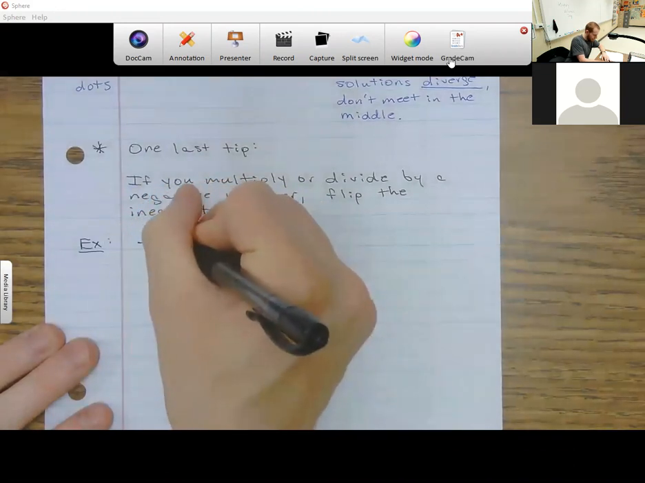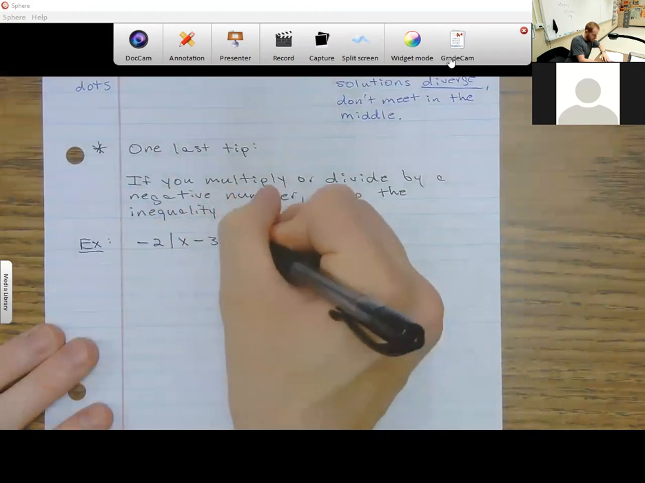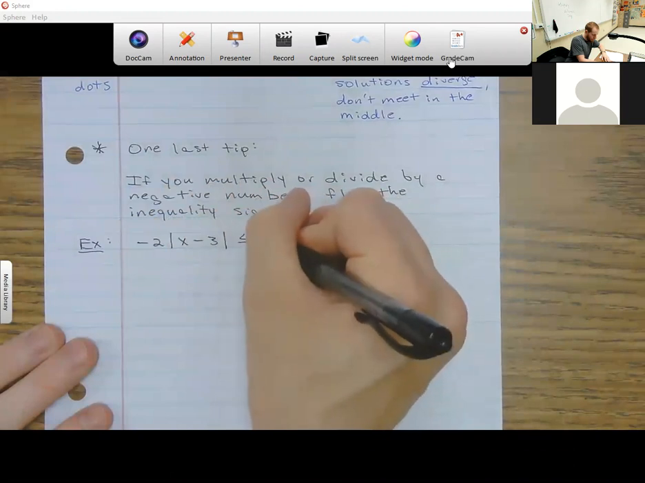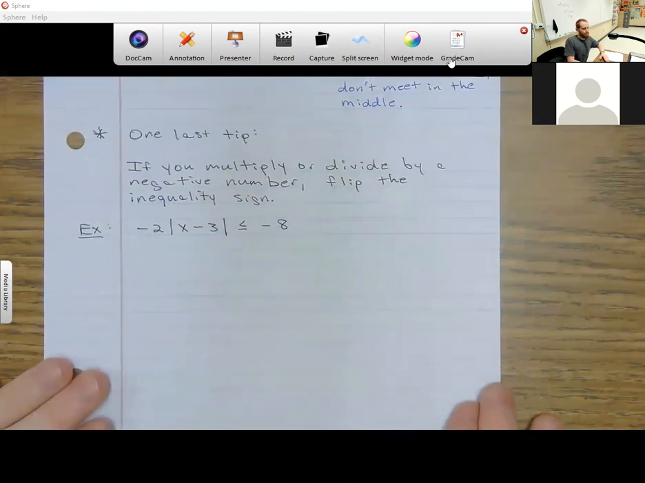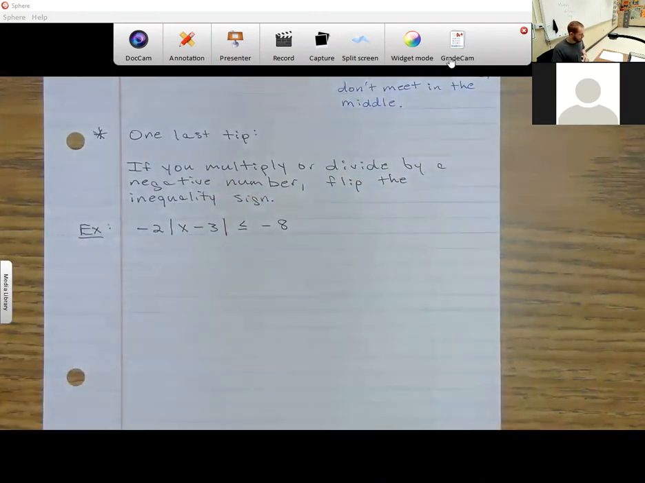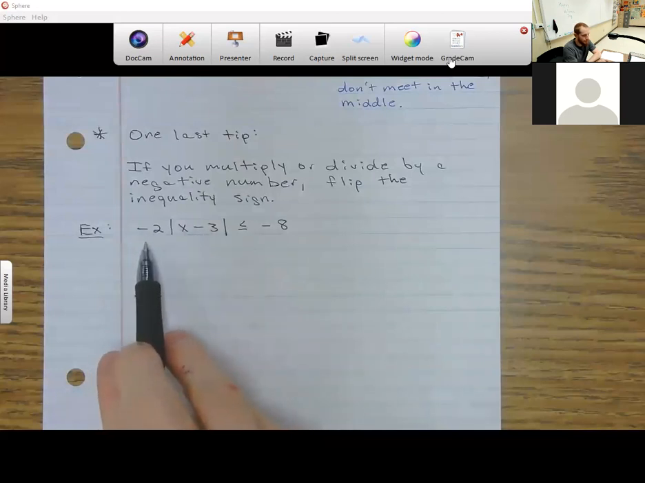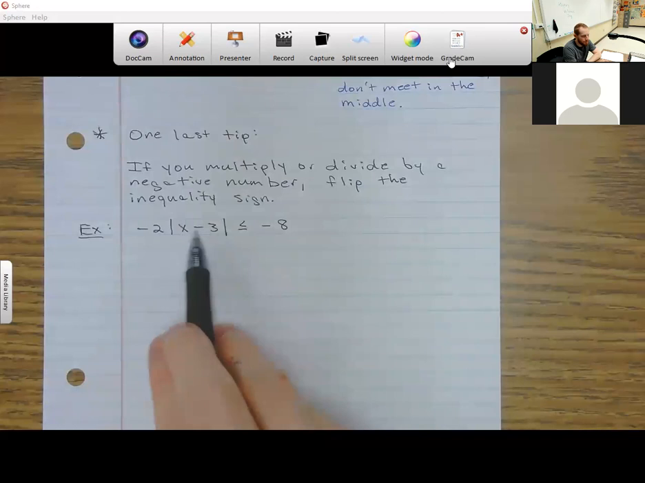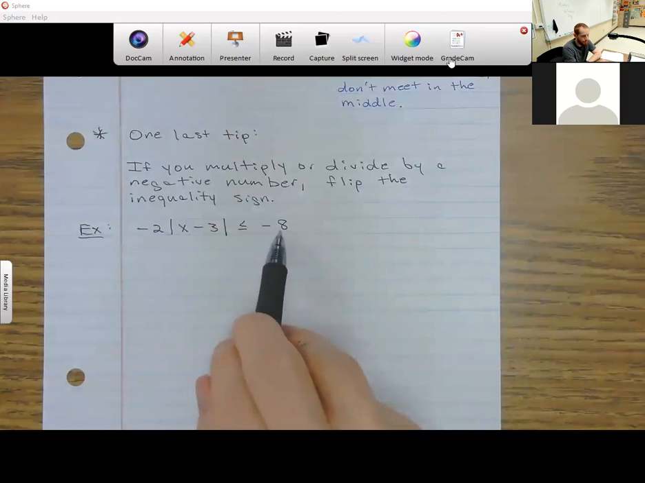-2 times the absolute value of x minus 3 is less than or equal to -8. So let's talk about this one. This is the last one we're going to do today. So I have a -2 on the outside. That means I'm multiplying this whole thing by -2. So the absolute value of x minus 3 times -2 is less than or equal to -8.